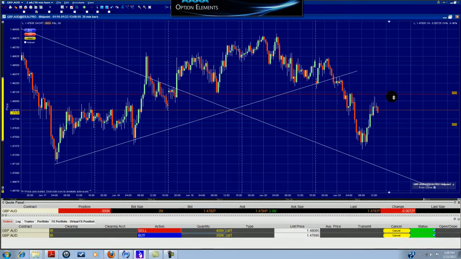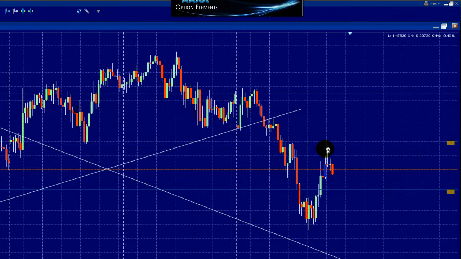And as you can see, we had an order in right here, and you can see it down here as well, to sell an additional 400,000 up here at this level. We did not get filled. As you can see, we ran up here. We got kind of close to it, but we didn't get filled. The market is here right now.